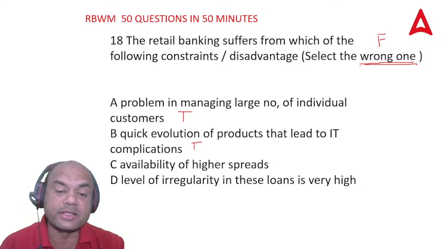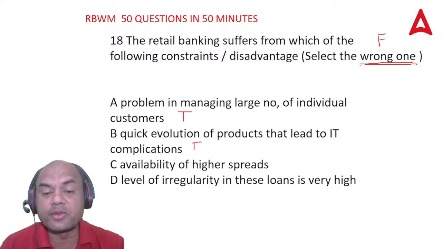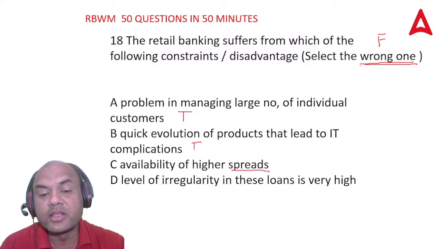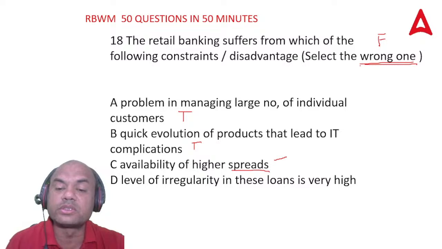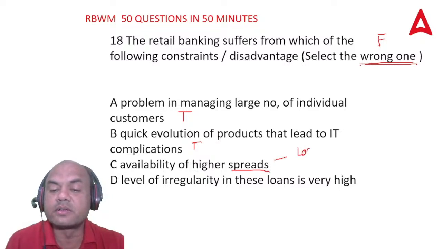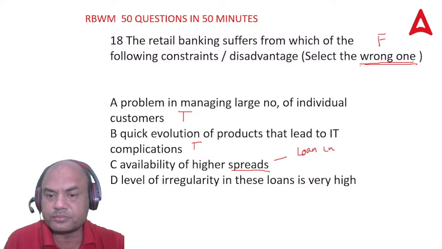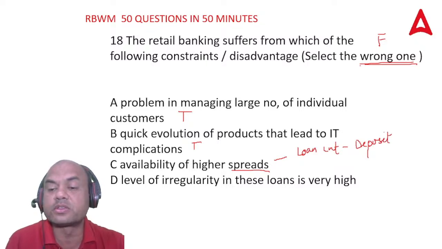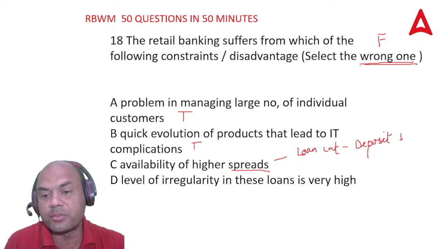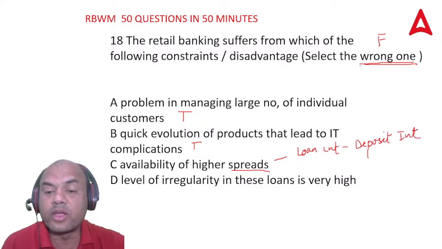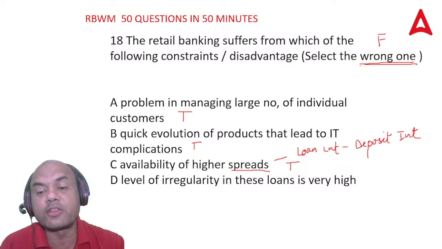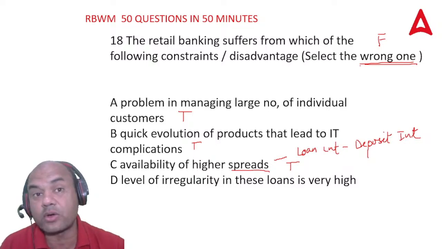Availability of higher spreads. Now, higher spreads means what? This is in comparison to corporate banking. Spread means interest on loans minus deposit interest. Simple. This is known as spread. This is also known as your NII. So do we have the disadvantage? Yes, we have it, because in corporate banking this spread is very less, because these are corporates.